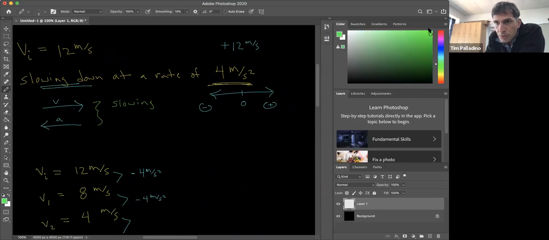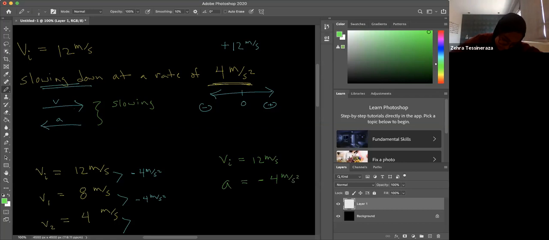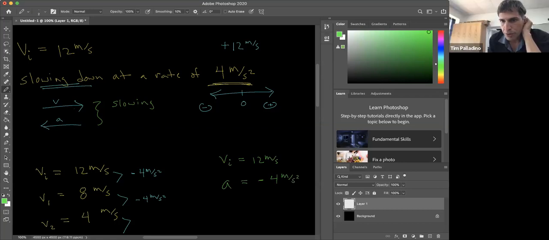Now, how we would write that, let's do this in green. Just continuing here, we know that the initial velocity was 12 meters per second. Now, how we write the acceleration, lowercase a, we know it's 4 meters per second squared. We know that's how big it is, the magnitude. But what we have to do is write minus 4 meters per second squared.